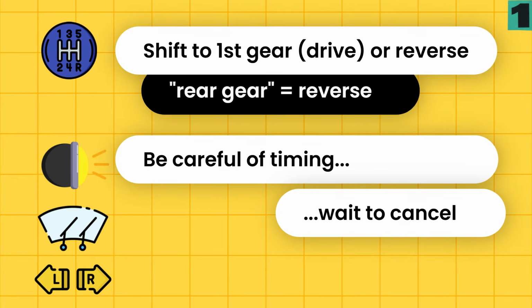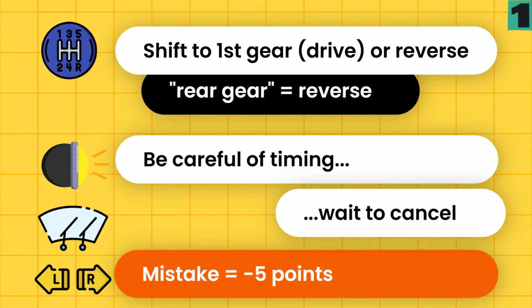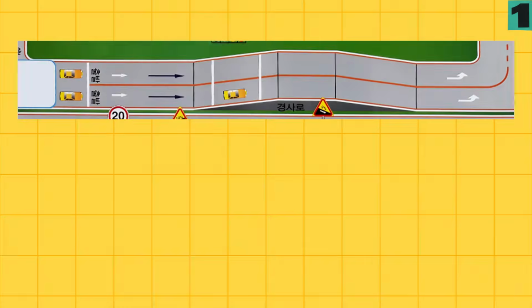If you make a mistake, 5 points will be deducted, and you will not be told to repeat the action you failed. Honestly, guys, as long as you play around with the lights, turn signals, and wipers before your test, and see how they work in the test car, all you need to do is be careful of these timings. After the 2 car functions have been tested, you'll hear this.